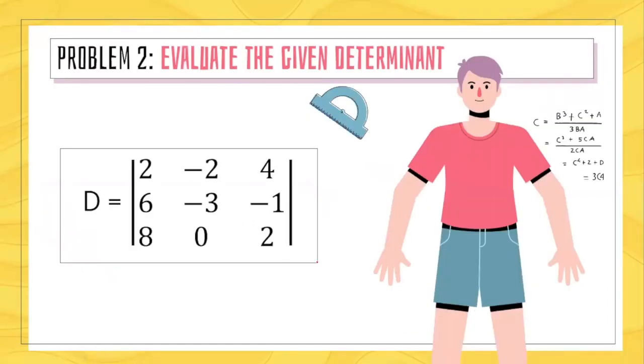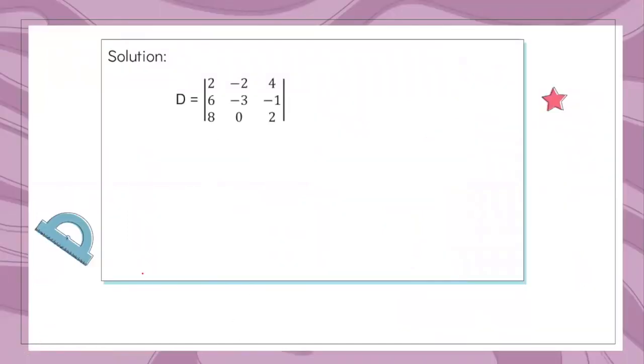Then in problem 2, we are again given a 3 by 3 matrix. Evaluate the given determinant. Note that if you are given a matrix or determinant that doesn't contain 1, you can choose any element from the matrix and use that as your pivotal element. But we have to make it 1. You have to find a way to make it 1. For example, I choose here 2 as our pivotal element.